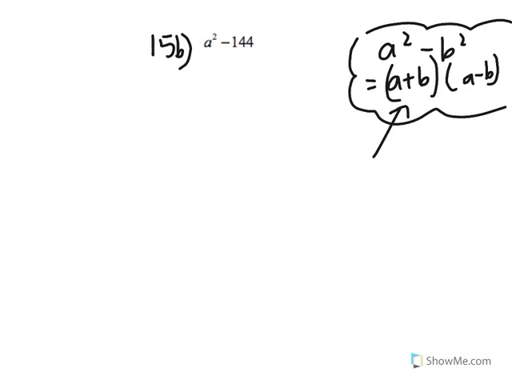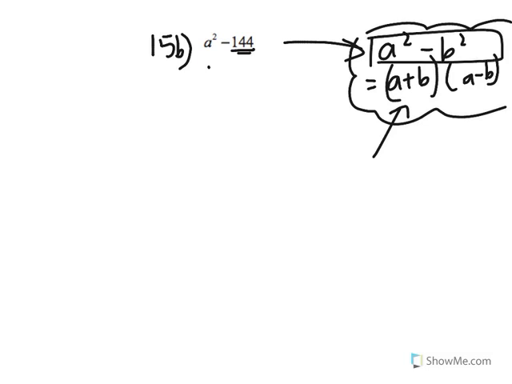Now, knowing this identity, you can solve this question. So in this case, you have a squared minus 144. Now you might be thinking, but this has nothing to do with this identity. Well, what I'm saying is that you can put it in this form here, and then factorize it.